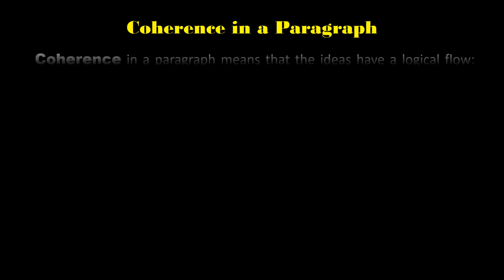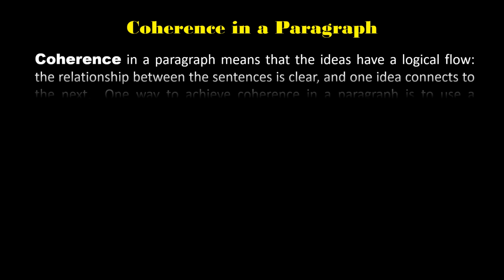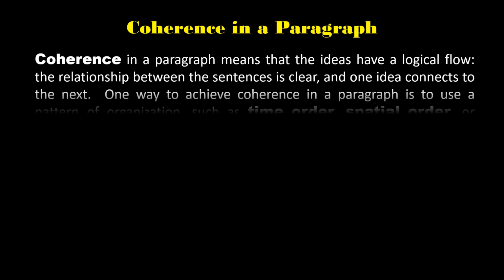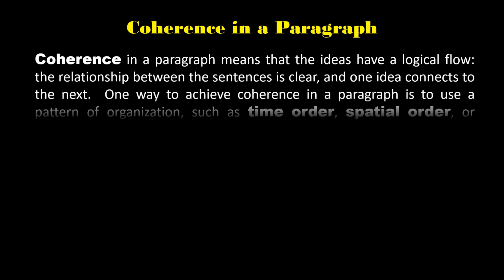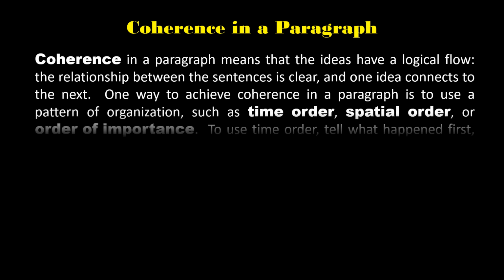Rhetorical focus. Coherence in a paragraph. Coherence in a paragraph means that the ideas have a logical flow. The relationship between the sentences is clear, and one idea connects to the next. One way to achieve coherence in a paragraph is to use a pattern of organization, such as time order, spatial order, or order of importance.